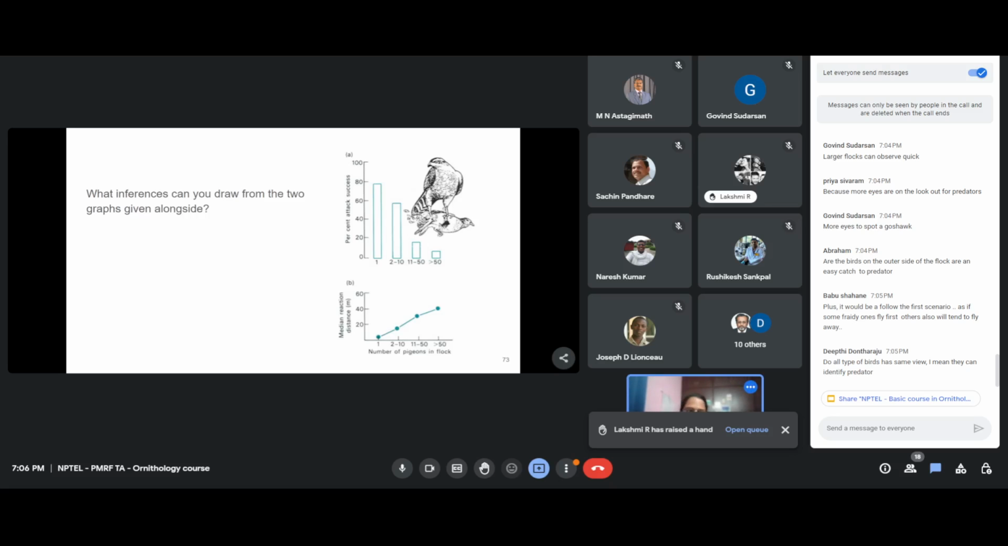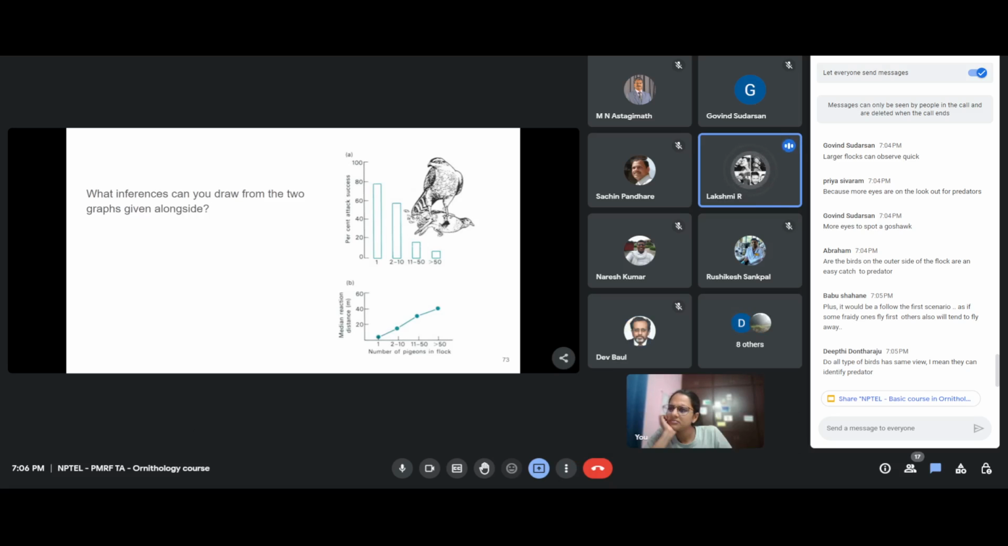Yes, Lakshmi? Ma'am, sorry to digress. Just wanted to connect two things in this. I wanted to understand much better, that's why I wanted to ask. Does this mean those which are susceptible in a flock, the ones outside, are much more susceptible to predation than the ones which are tightly packed on the inside?